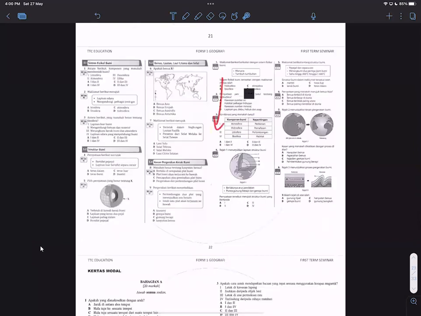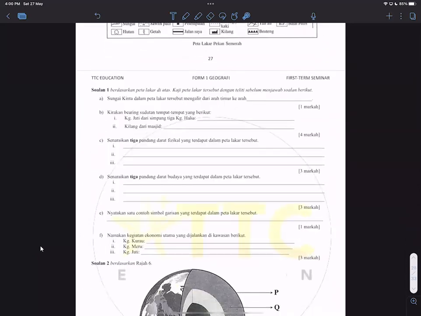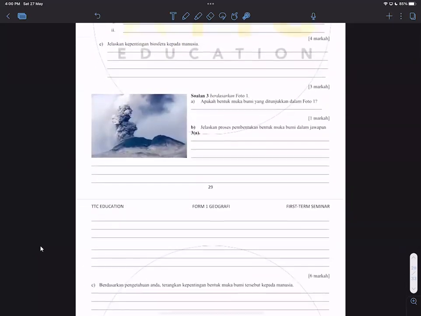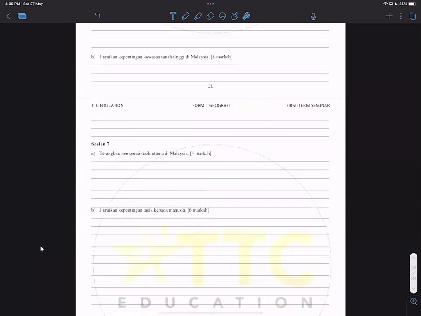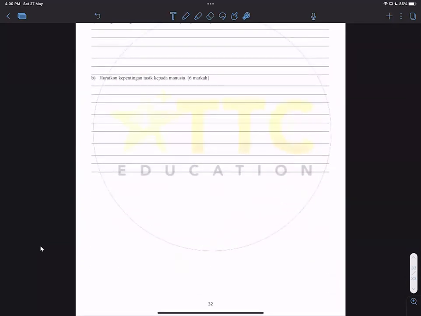So the remaining ones, I'm not going to discuss. This is just extra exercises for you guys to practice on your own. Okay, so yes, so many questions.